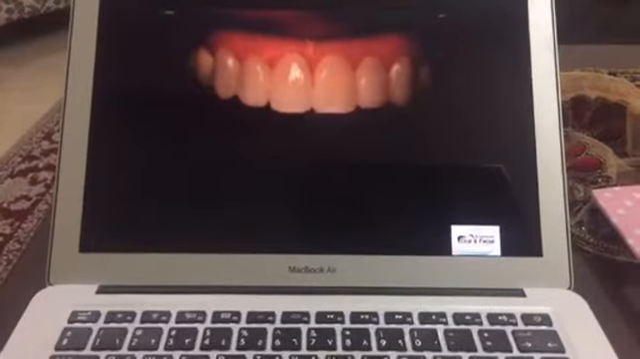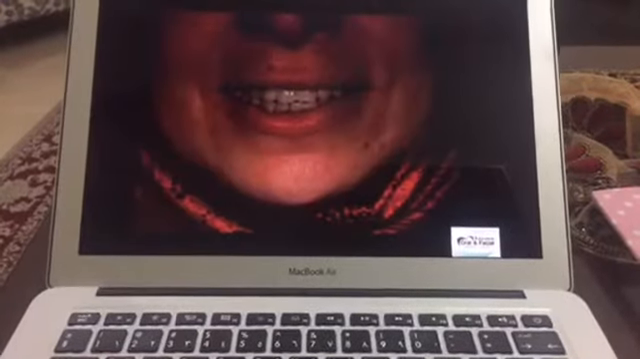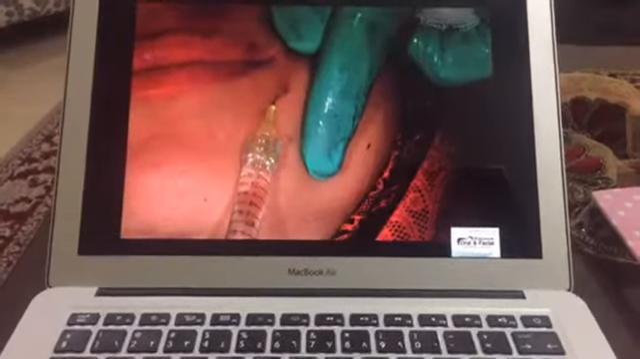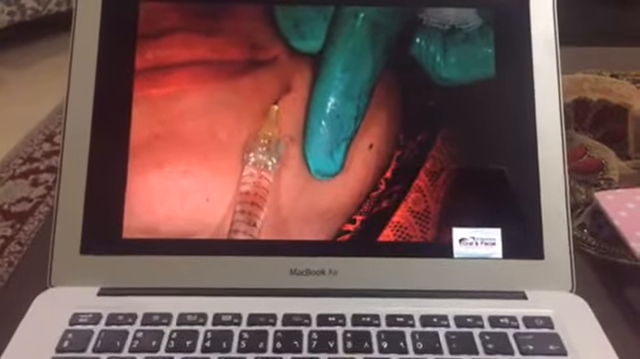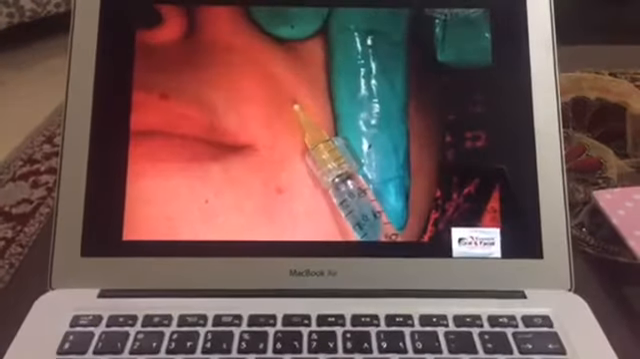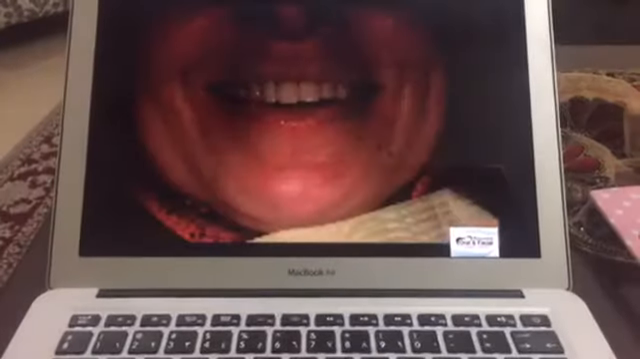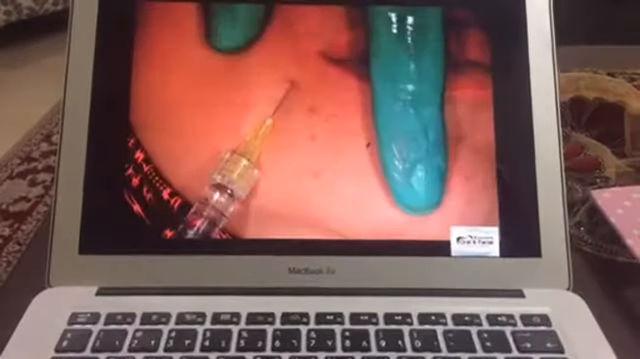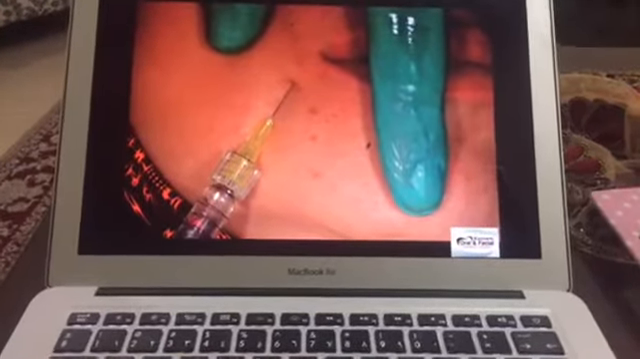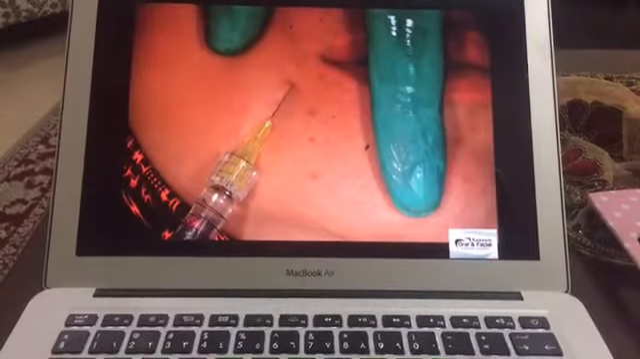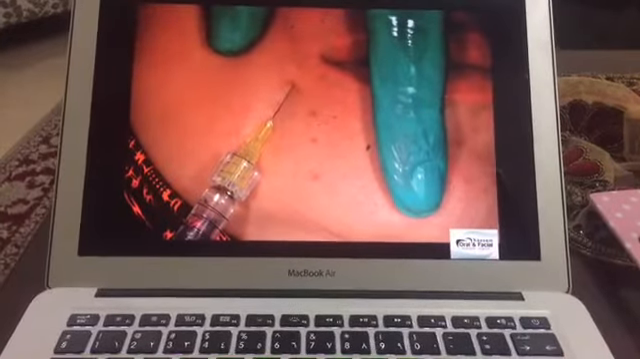I did laser management for him, and after this I'm injecting in this marionette line. I'm injecting the nasolabial fold. I'm going to the other side. I prefer to start and finish the left side first, then I go for the right side.